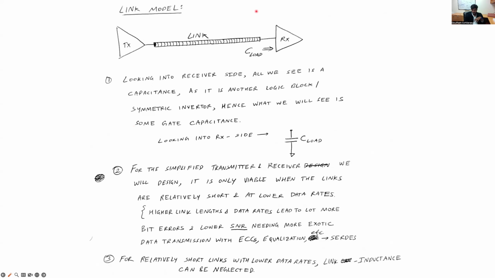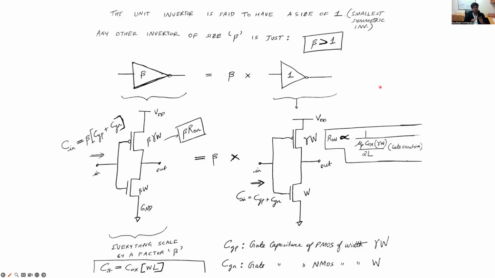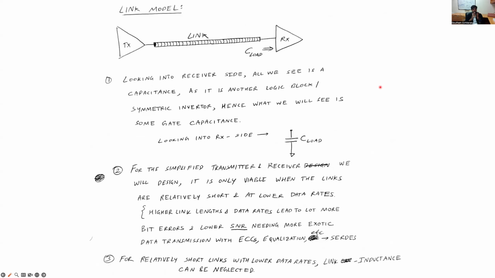So now, we have talked so far about the driver itself, which is going to be our inverter. But before we proceed further, let us talk about the link that is connecting the transmitter to the receiver. Remember, as I mentioned earlier, if you look into the receiver side, then all we see is a load capacitance because it is just going to be the PMOS and the NMOS connected in parallel, which is just some gate capacitance. So we are just going to observe some load capacitance at the input of the receiver.